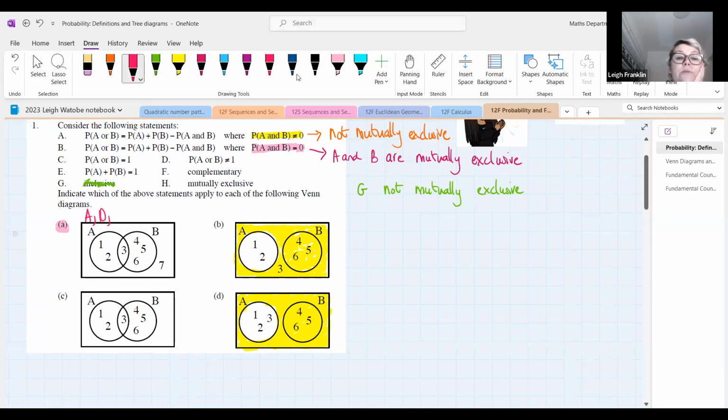Statement D works. Does statement E work, Oratile? Oratile is saying, what about statement E? Does statement E work in this case? Okay, so for statement E to work, the probability of A is 3 and 7. That's the probability of A. Then the probability of B is 1, 2, 3, 4, and 7.